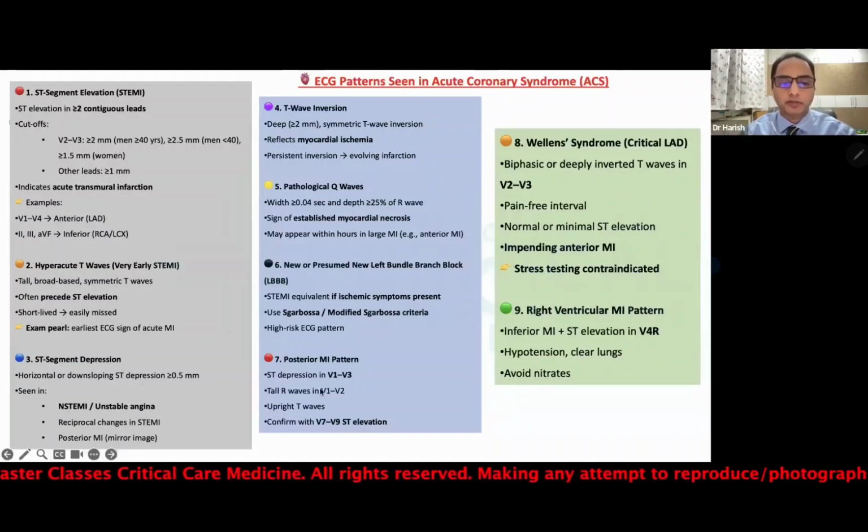Posterior MI pattern: ST depression in V1 to V3, tall R waves in V1 to V2, upright T waves. It is confirmed with ST elevation in V7, V9.